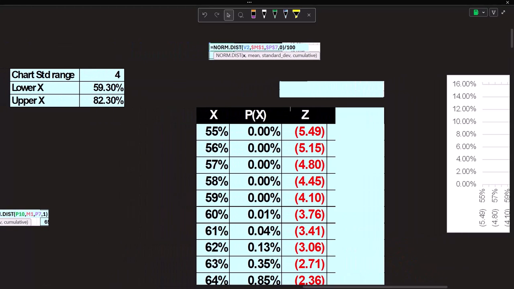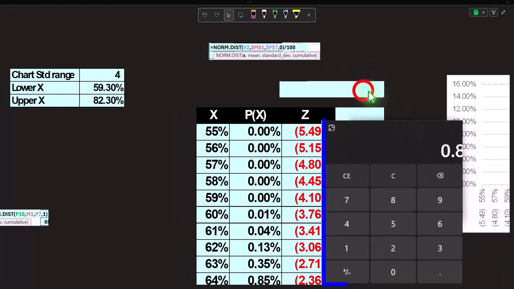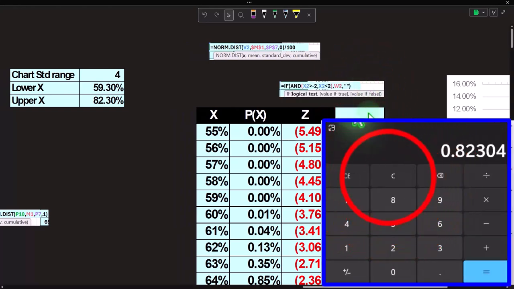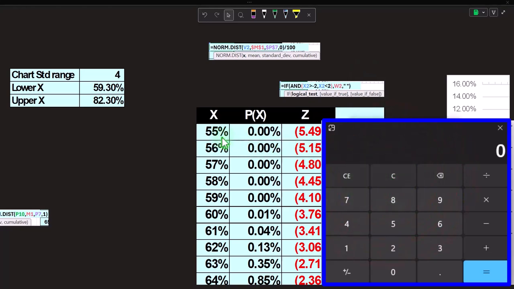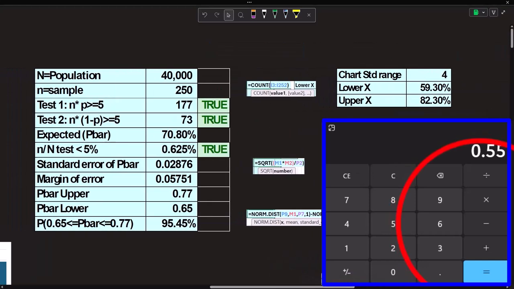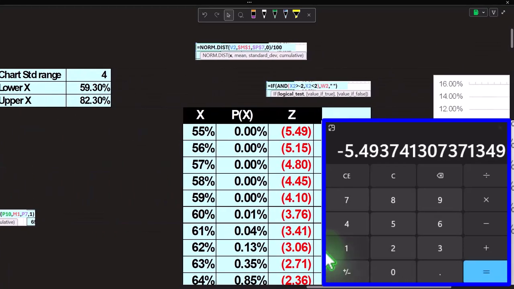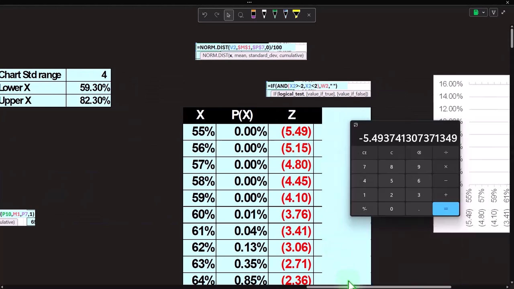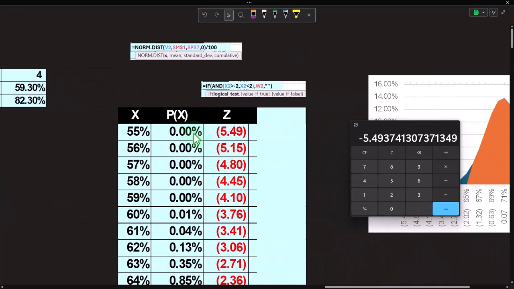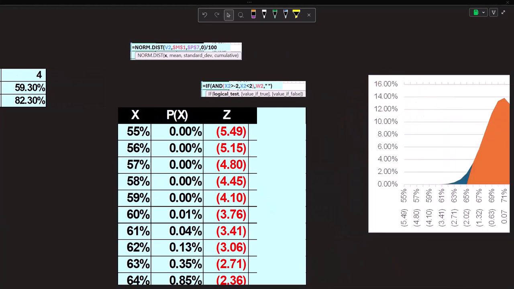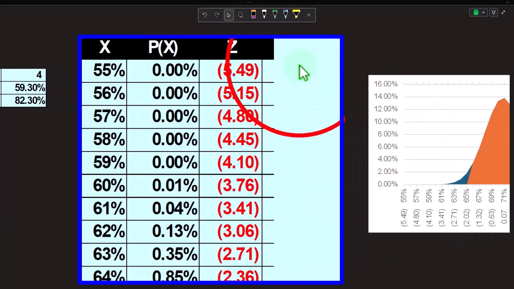But in any case, then we could do it by z-score. The z-score is simply calculated by doing this. We're doing the 0.55, every point, minus the middle point, which is the mean, 0.7080, and then dividing by the standard deviation or standard error, 0.02876, and that gives us how far away we are in z's. All I've done is convert the x's to z's, in terms of standard deviations away from the middle point.